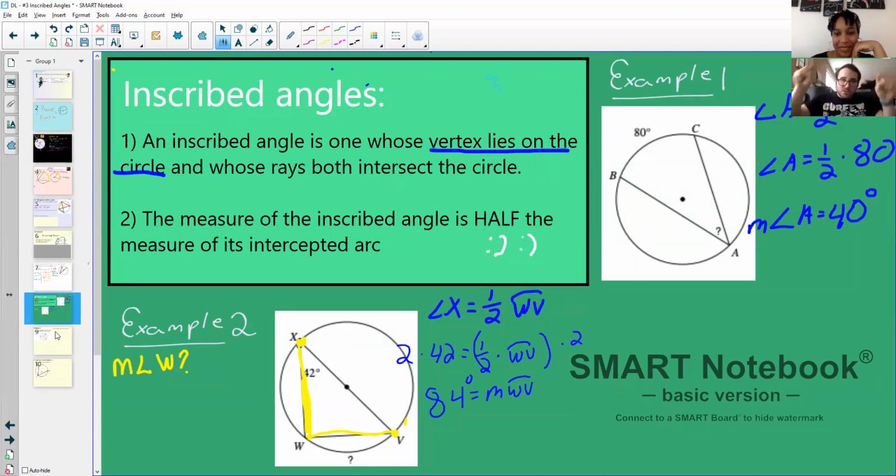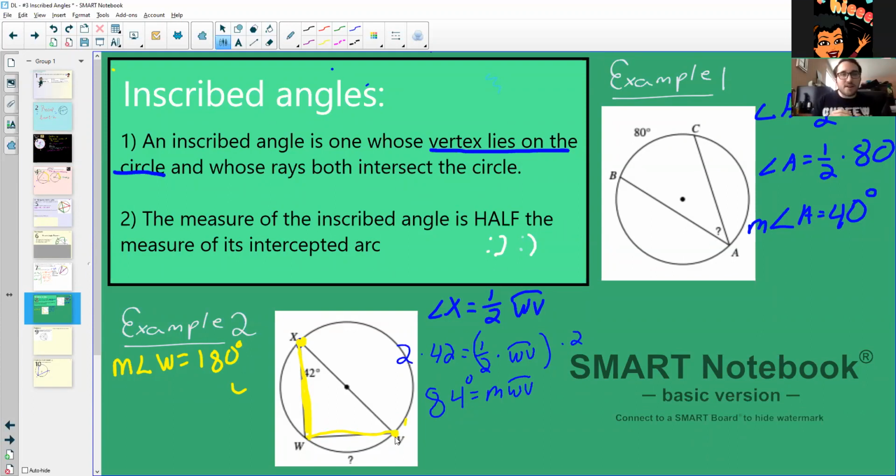So if a full circle is 360 degrees, what's half of that? 180 degrees. All right. So half the circle is 180 degrees. So when you find an inscribed angle of the diameter, that's going to be 180 degrees. That's just a little quick thing. You gotta be very, very careful.